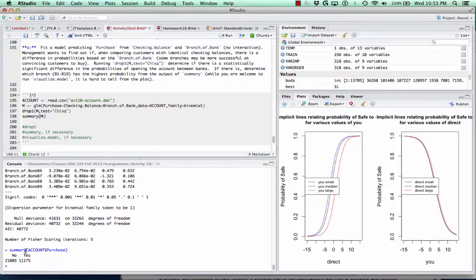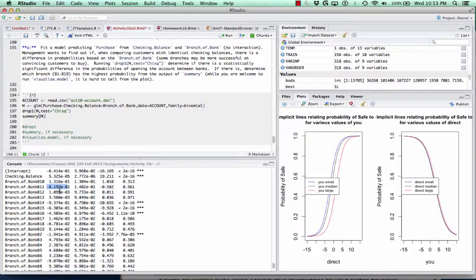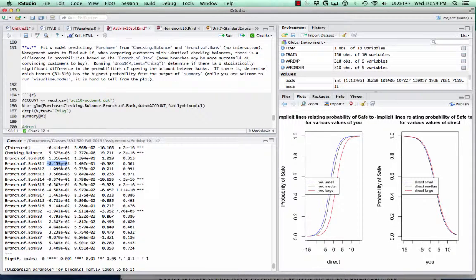It's no and yes, so I'm predicting the probability of having that customer make that purchase, buy into that new account. So it looks like bank 10 has a higher probability than bank 1, bank 11 has a lower probability than bank 1, etc. So what I need to do is find the most positive and most negative coefficients. And so that just involves me scanning up and down through this list.